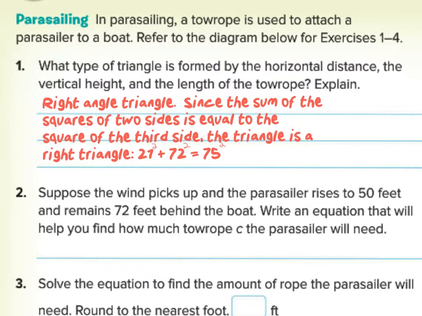Since the sum of the squares of the two sides, or we could say the two legs, is equal to the square of the third side, the hypotenuse, the triangle is a right triangle, which means 21 squared plus 72 squared equals 75 squared. And you can check this by simply squaring these numbers, finding the sum, and you'll see that it equals 75 squared. Okay?